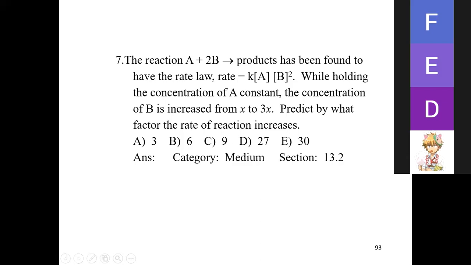Isa pa, Emmanuel, I'll give you another chance. Ito, 3. Palit mo doon. May squared siya. So, by what factor the rate of reaction increases? 6 pa? Ito yung sagot mo. Sige, isa pang chance. 3 squared. Yep, very good. C, 9.